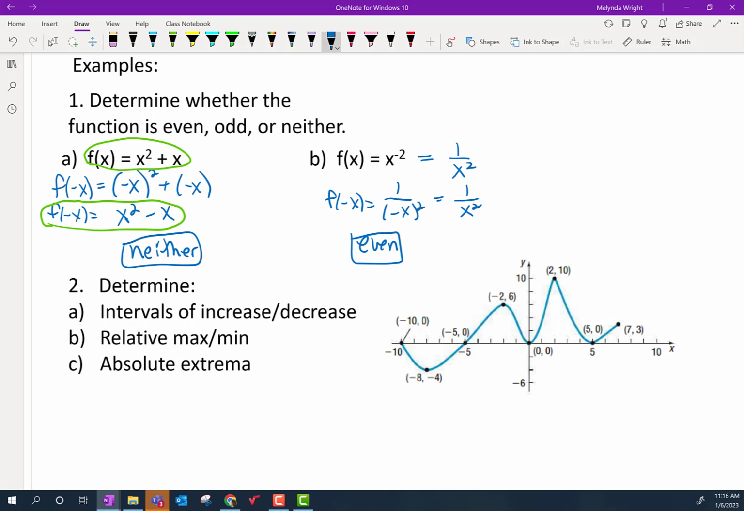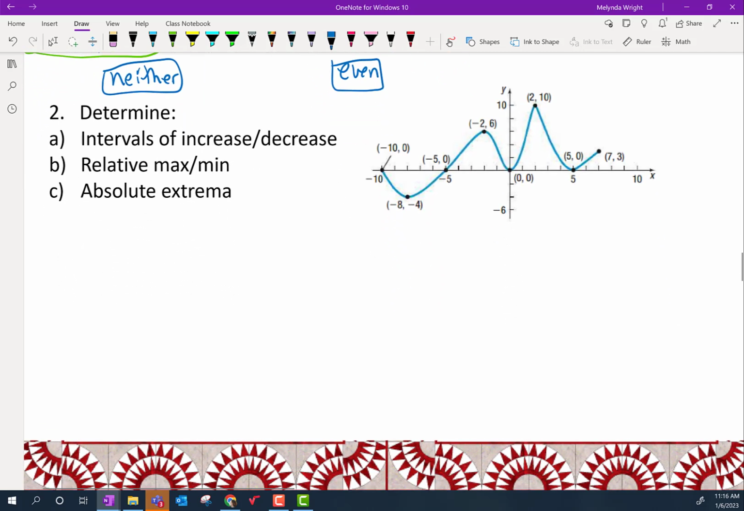All right. On number 2, we're going to do several things. We're going to look at intervals of increase, decrease, relative extrema, and absolute extrema, just the last thing that we were talking about. So let's work on that. Part A, we're looking at increase and decrease. Okay, so here we go.